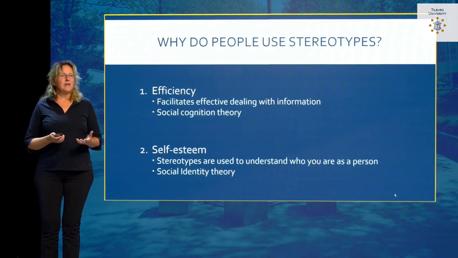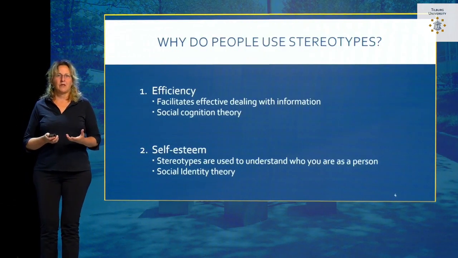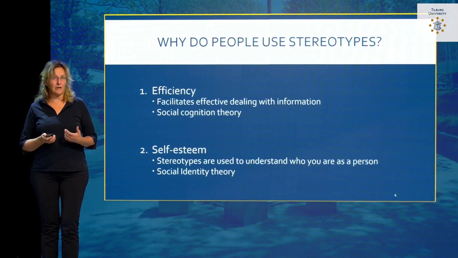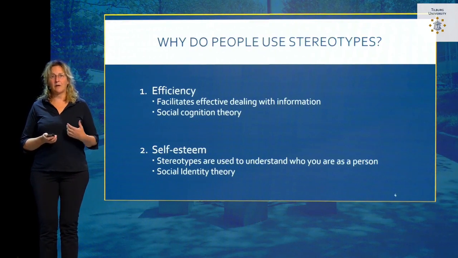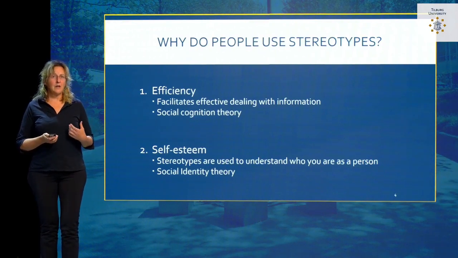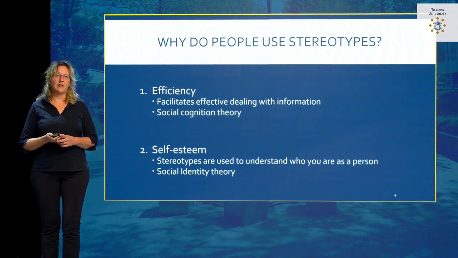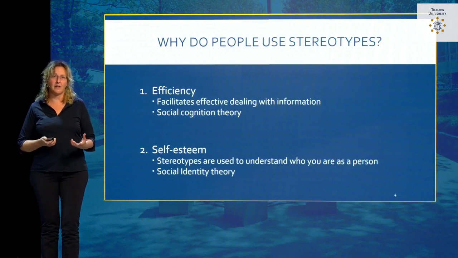So why do stereotypes exist and why do people use stereotypes? In this lecture, I will show you that there are two main reasons why stereotypes exist and are used. The first one has to do with cognition. It is a way to process information in an effective way and to make sure that we can act quickly upon the things that we see. So it facilitates effective dealing with information in the world around us. I will talk about social cognition theory there.